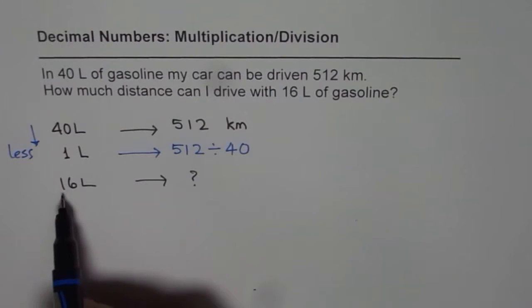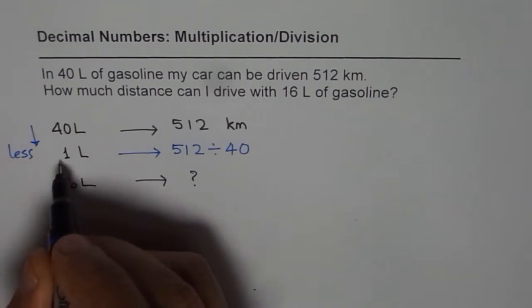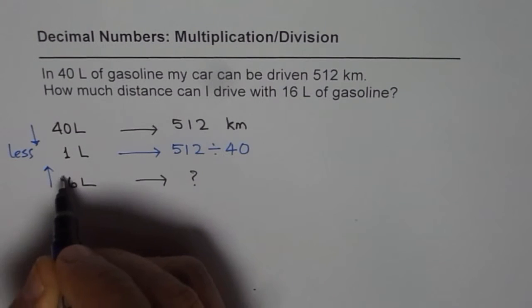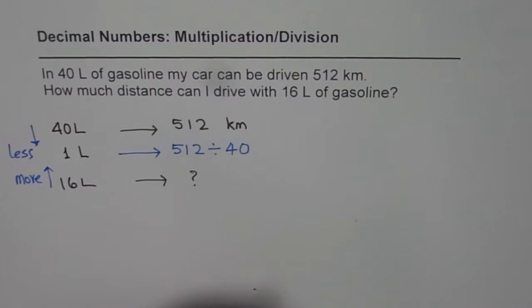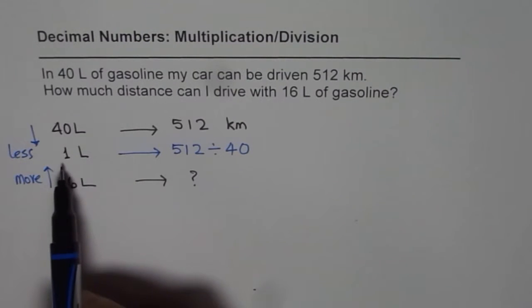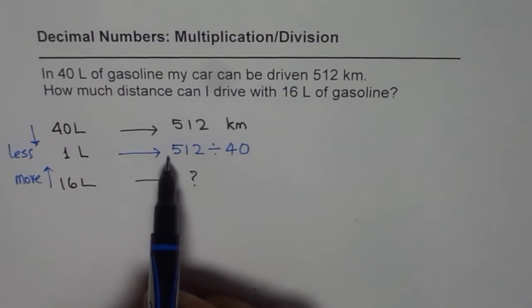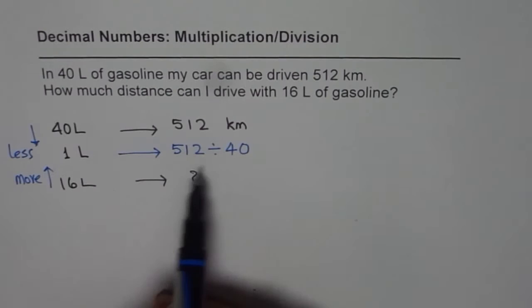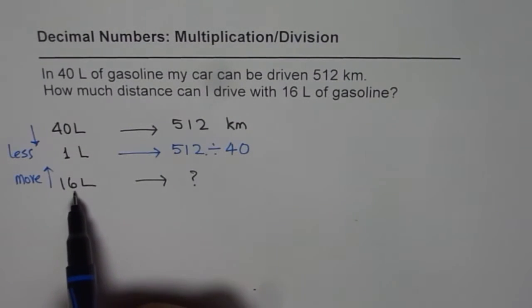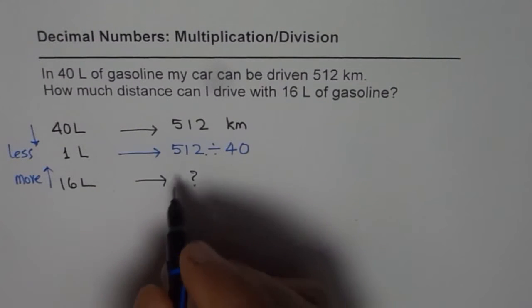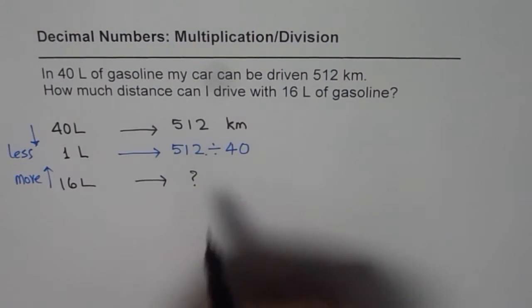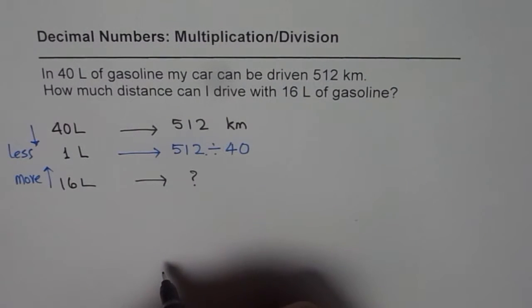Now we'll think about 16 liters. Now 16 liters is more, right? 16 liters is more. So you got to multiply, correct? If in 1 liter we calculate it as that much, in 16 liters we'll multiply by 16 whatever we get. So that is the strategy for us, right? So in 16 liters, first divide, then multiply by 16. That is how it is going to be.